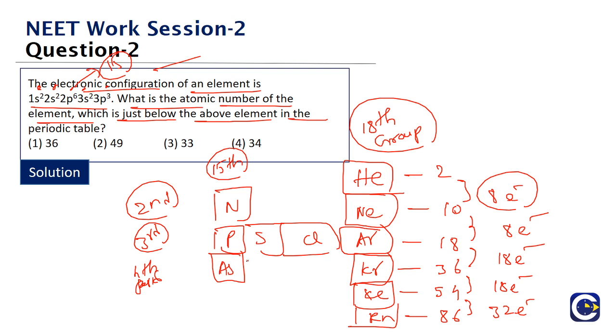So how can we get that? In that respective period, what is the respective period? Phosphorus, argon to krypton, right? What is the difference? It is 18. Means phosphorus to arsenic also it will be 18. The difference is going to be 18. So phosphorus atomic number is 15, plus if we add 18, it is going to be 33.